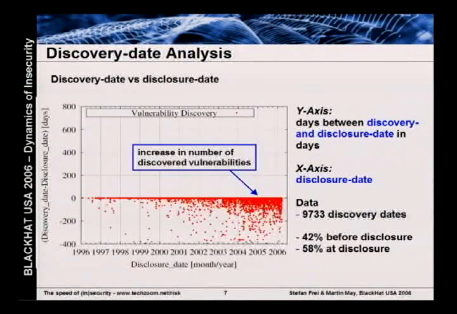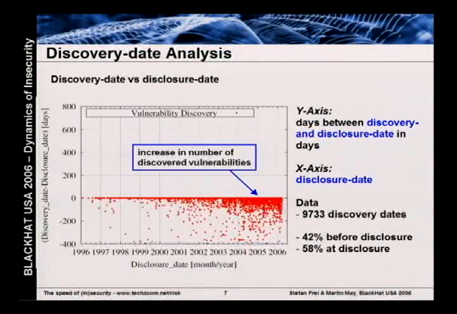So the first look at this data of about 14,000 vulnerabilities is this scatter plot. Horizontally again we have the time scale for the last 10 years, and vertically we measure the number of days before or after the disclosure of a certain event. In this case we have the discovery date versus the disclosure date. As we said before, the discovery date, by our definition of the life cycle, is always before the disclosure date.